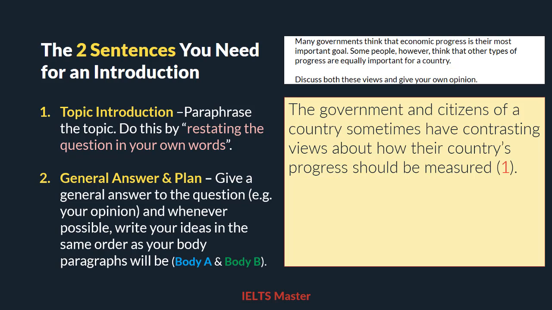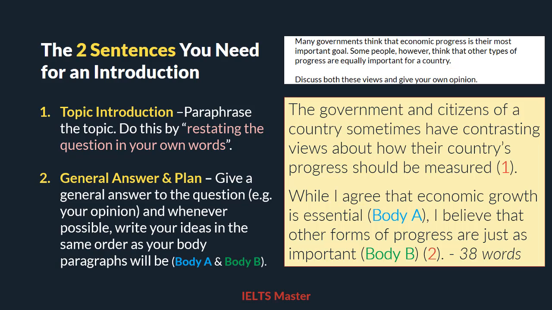So this discussion question asks us to discuss both these views. Well, in order to give an answer, we have to explain what these views are. So that will probably be in the next sentence. And also it asks us to give your own opinion. So I definitely need to give my opinion in this next sentence. And I also wrote, whenever possible, write your ideas in the same order as your body paragraphs will be, body A and body B. So here I have, while I agree that economic growth is essential, this is body A, I believe that other forms of progress are just as important, body B.